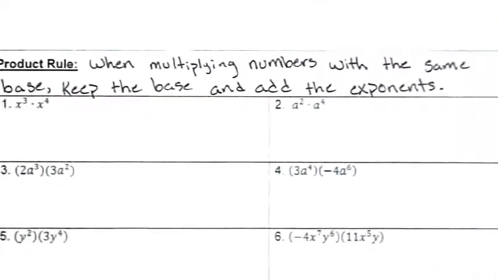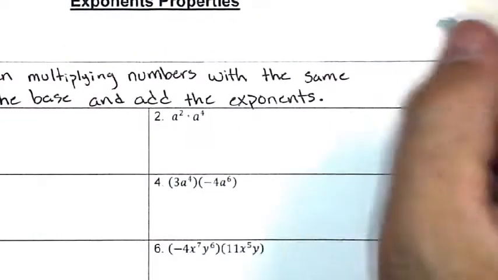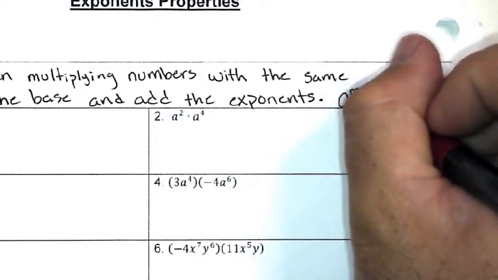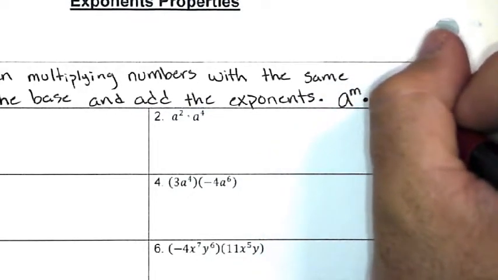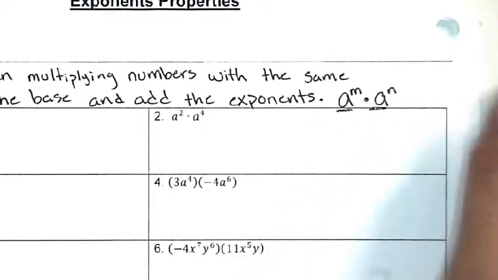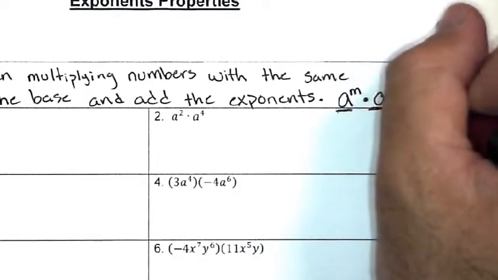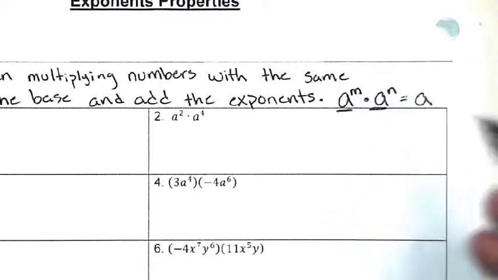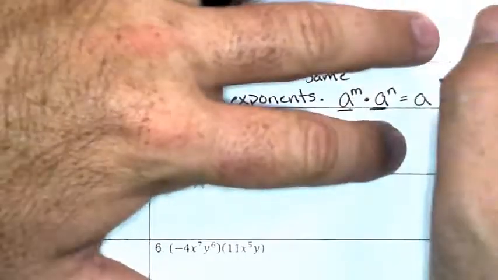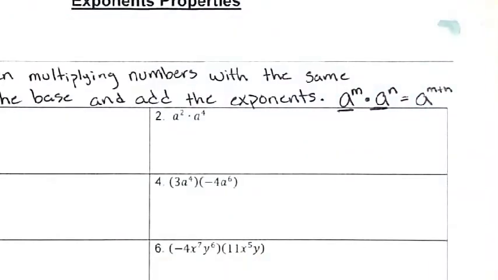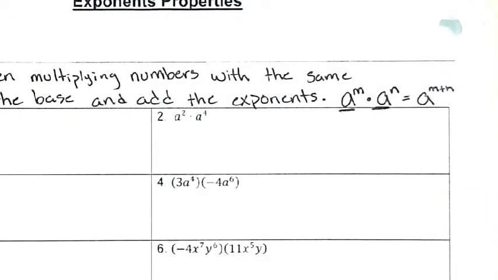Now, what exactly does that mean? I'm glad you asked. What that means is if I have a to the power of m times a to the power of n, the a is our base. The variable given to you is your base. The exponents will add together: m plus n. And that's the rule.